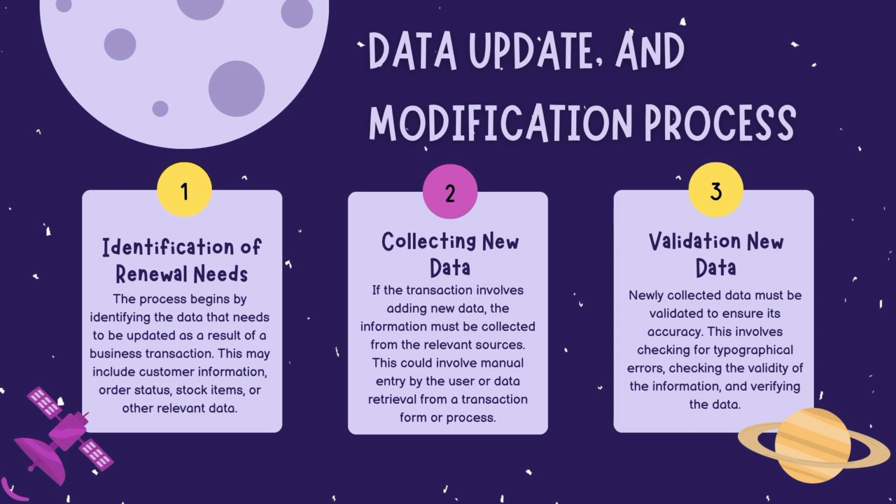The second is collecting new data. If the transaction involves adding new data, the information must be collected from the relevant sources, and this could involve manual entry by the user or data retrieval from a transaction form or process. The third is validating new data. Newly collected data must be validated to ensure its accuracy. This involves checking for typographical errors, checking the validity of the information, and verifying the data.